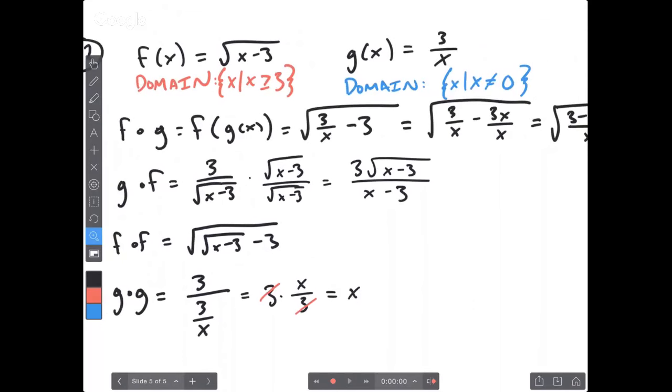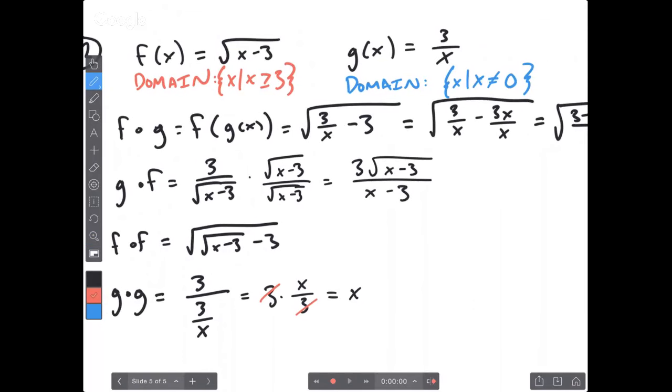So for f of g, I know I need to plug things into g first. If it's not in the domain of g, then it can't work. So already I know I can't use 0. Then let's look at the whole function, f of g of x. I can't use division by 0. Also, I can't square root values that are negative. So if it was 3 over 1, that would be 3. 3 minus 3 is 0. So x equals 1 is good.